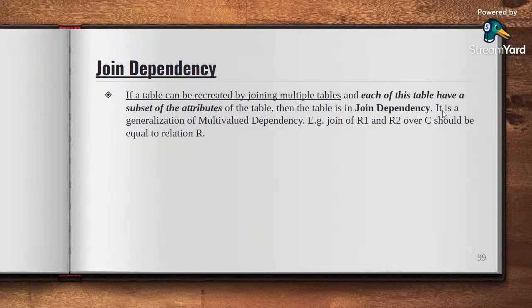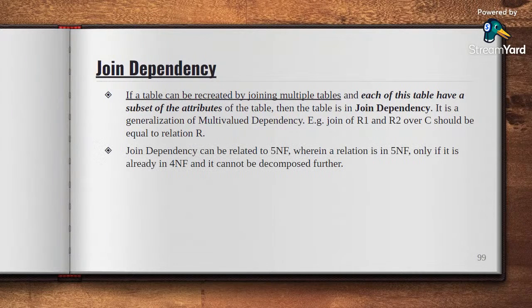It's a generalization of multi-value dependency. For example, join of R1 and R2 over C should be equal to relation R. Join dependency can be related to 5NF, wherein a relation is in 5NF only if it is already in 4NF and it cannot be decomposed further.